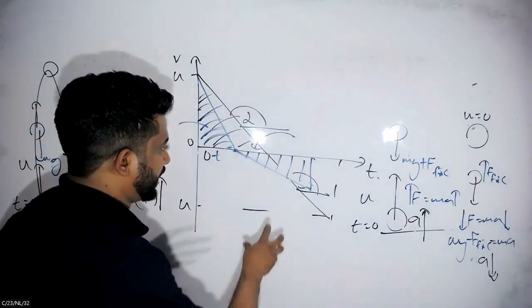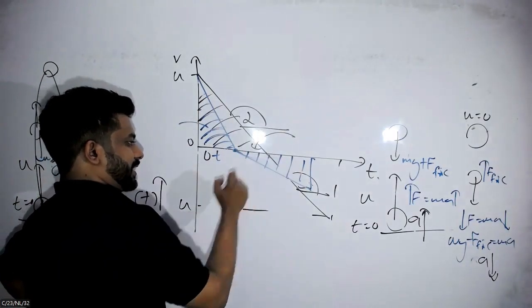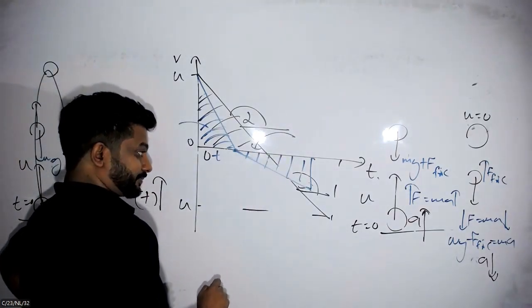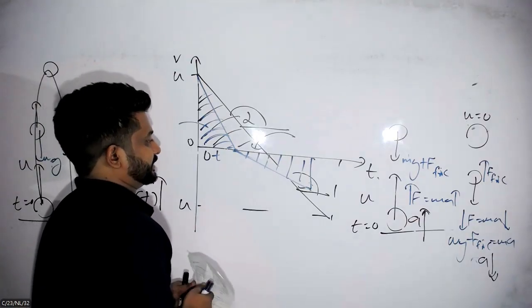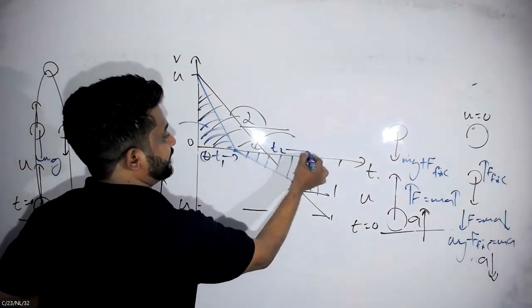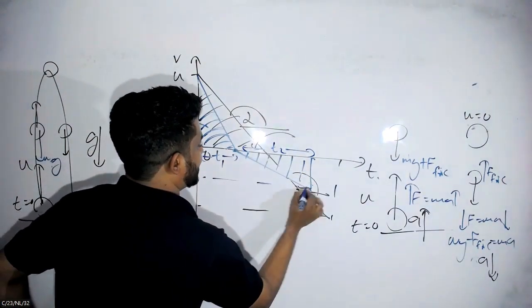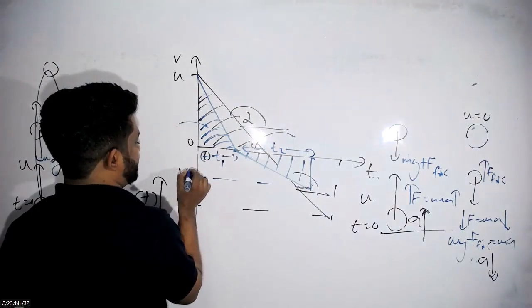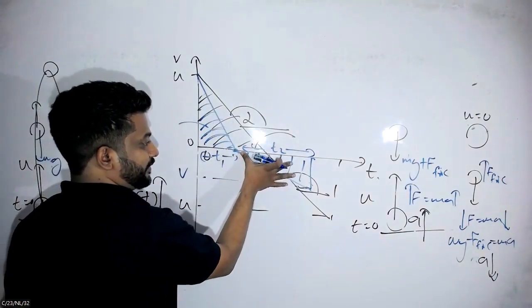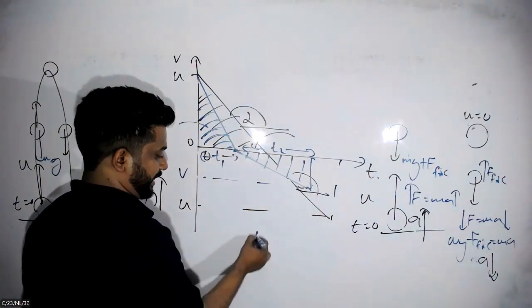Now you can observe that to obtain equal displacement with less acceleration, it will take a greater time interval. And when the base increases, altitude will reduce. Right? When the base increases, to make equal area, altitude will reduce.